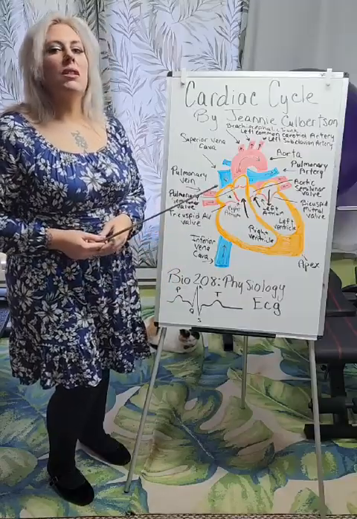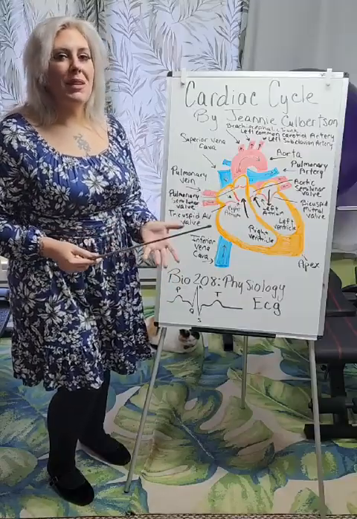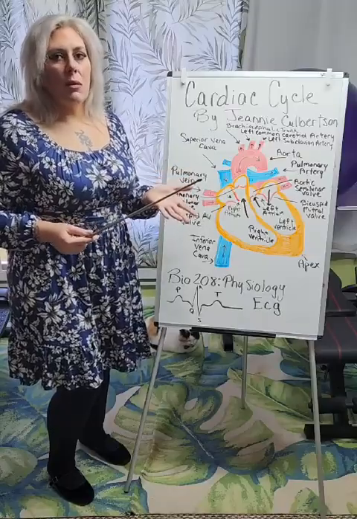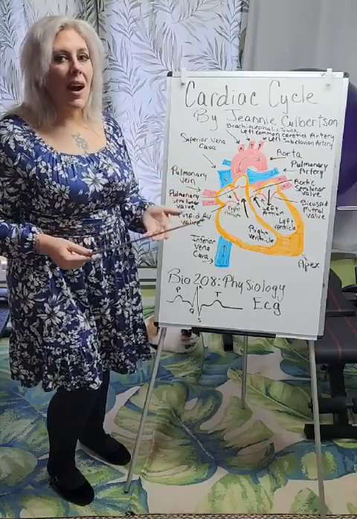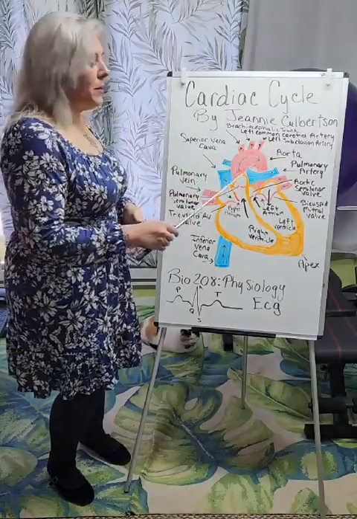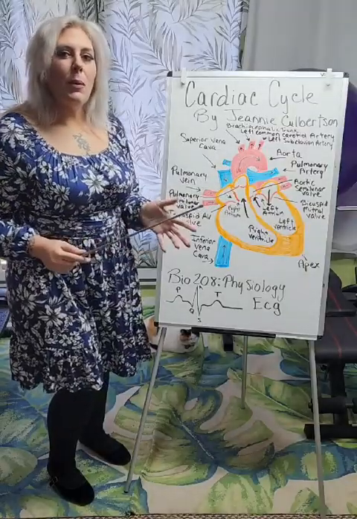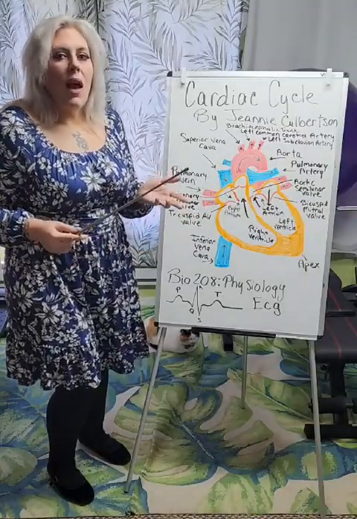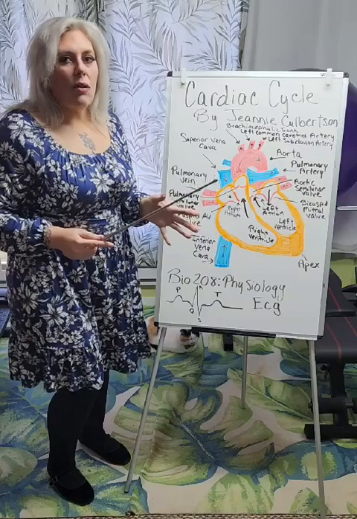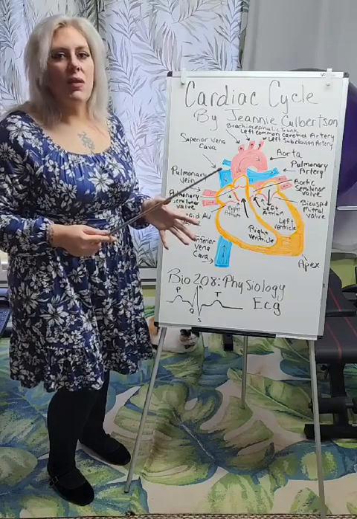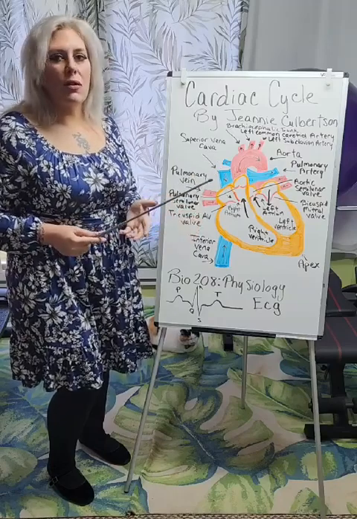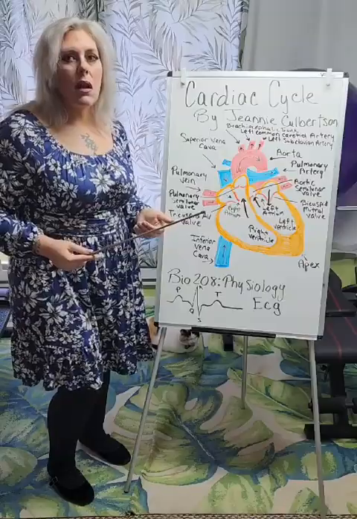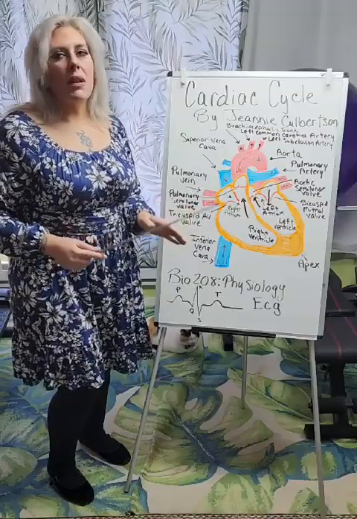As the ventricles continue to contract, pressure keeps increasing. Eventually, the pressure inside the ventricles becomes higher than the pressure in the aorta and pulmonary trunk. At that point, the semilunar valves open, and the blood is ejected out of the heart. This is the ejection phase, and it's what actually delivers blood to the body and the lungs. After that, the ventricles begin to relax.